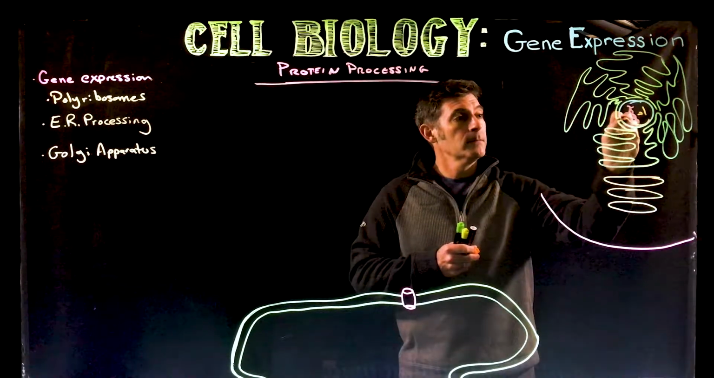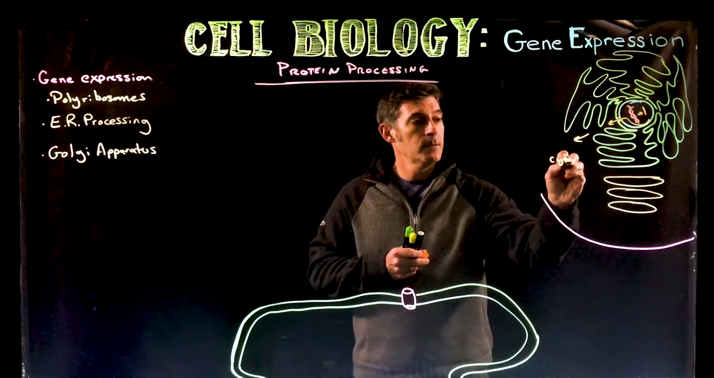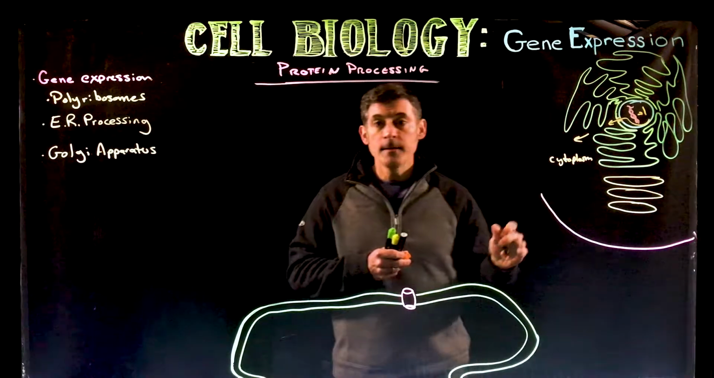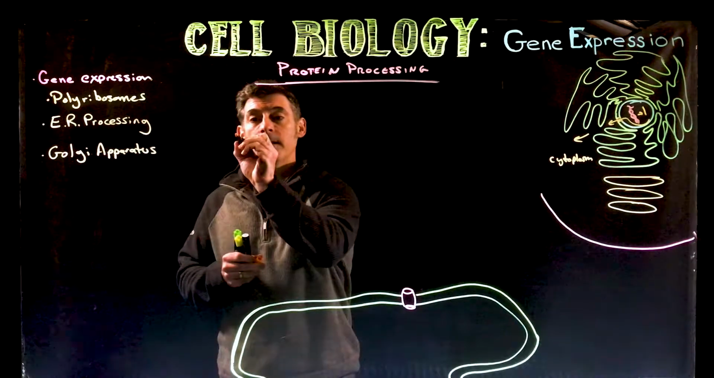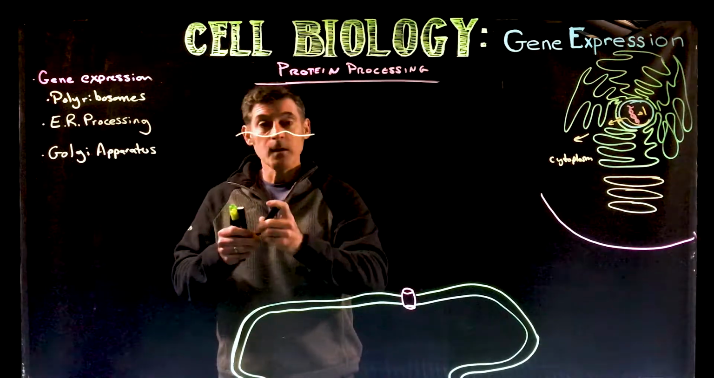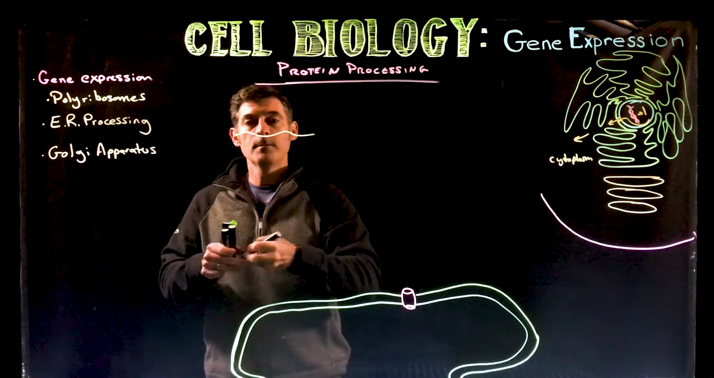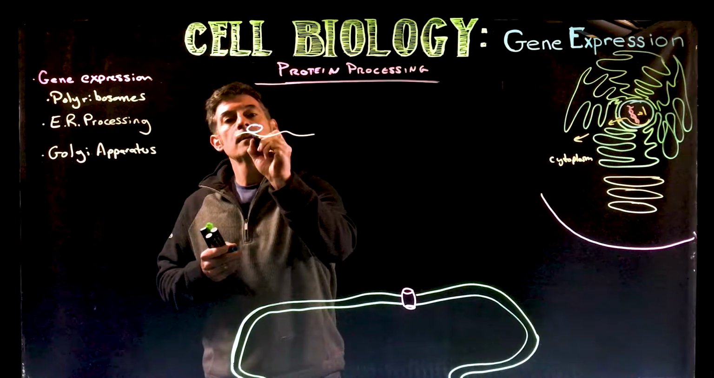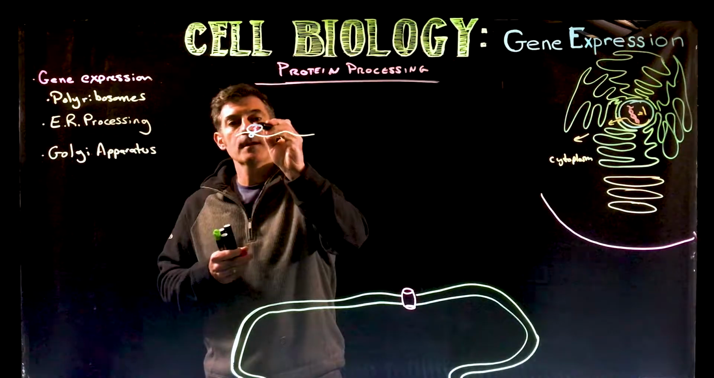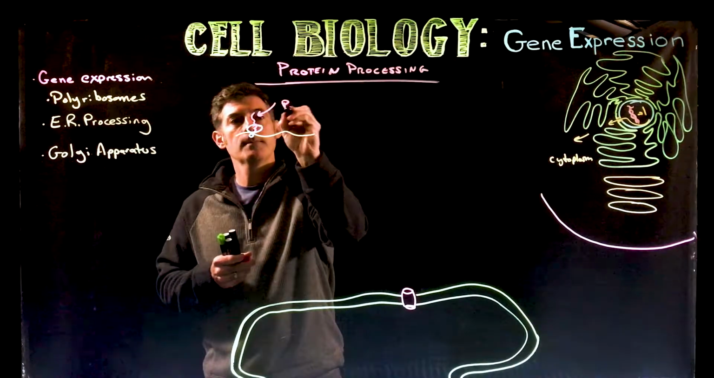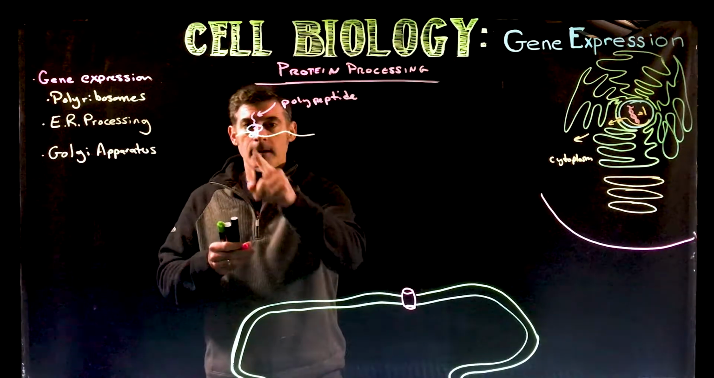The RNA goes out into the cytoplasm, and this is where the process of translation begins. In translation, we have that little bit of RNA, the messenger RNA here. Then we have our ribosome that assembles along the messenger RNA, and the polypeptide starts to be manufactured. So this is going to be our polypeptide, and that's our ribosome and RNA.